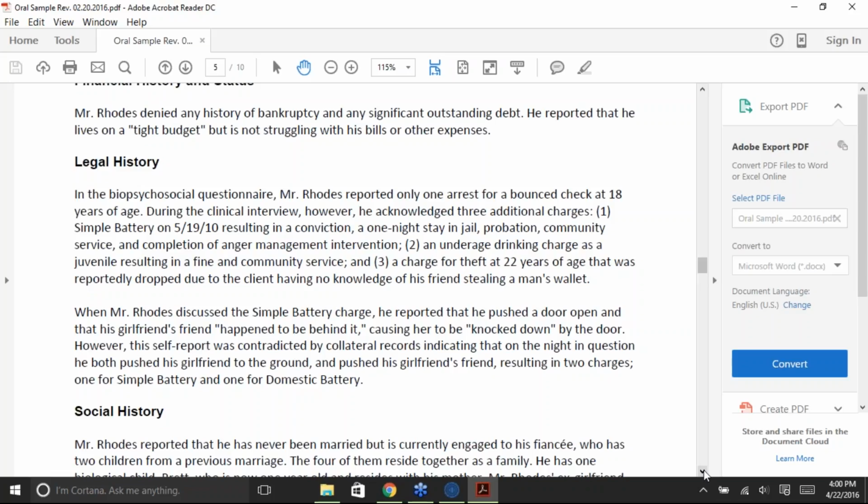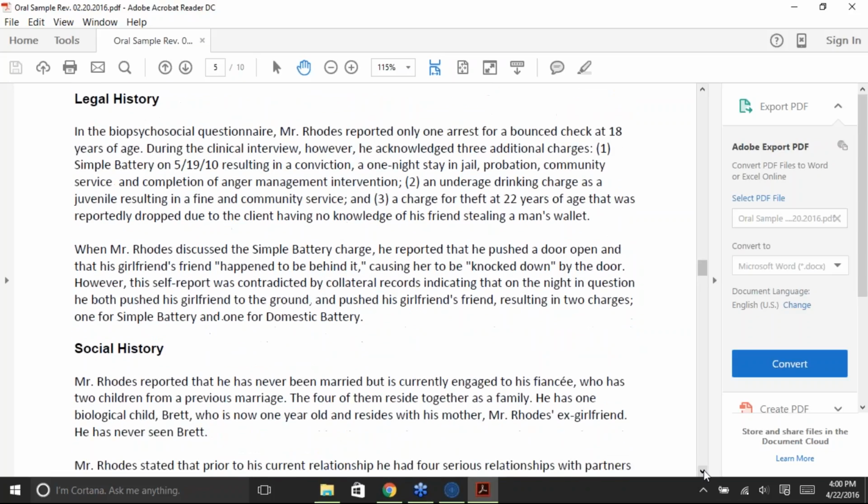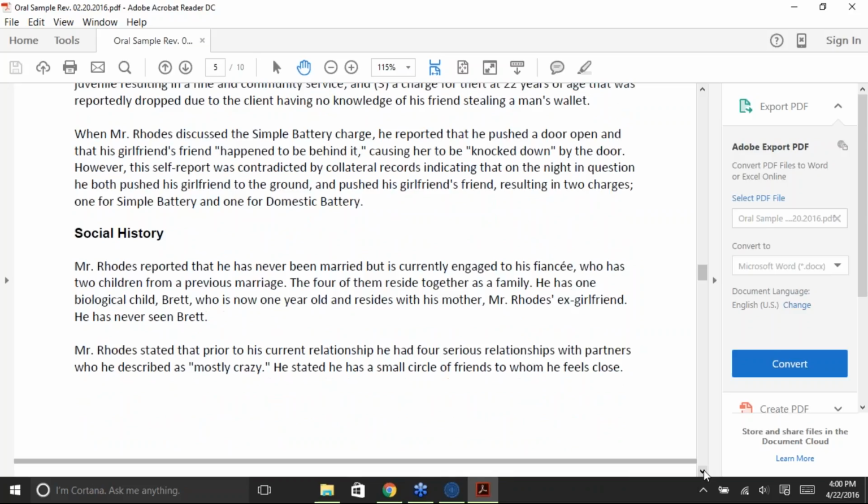And he significantly minimized what happened with one of these charges. I say when Mr. Rhodes discussed the simple battery charge, he reported that he pushed a door open and that his girlfriend's friend happened to be behind it, causing her to be knocked down by the door. However, this self-report was contradicted by collateral records indicating that on the night in question, he both pushed his girlfriend to the ground and pushed his girlfriend's friend, resulting in 2 charges, one for simple battery and one for domestic battery. So you're kind of getting a pattern of a guy who's minimizing some stuff, right?